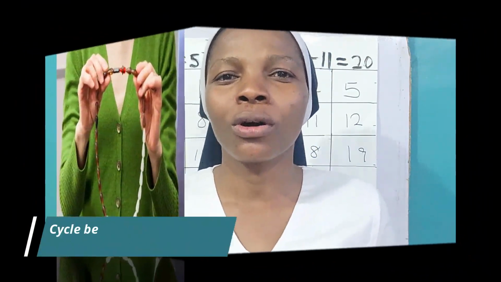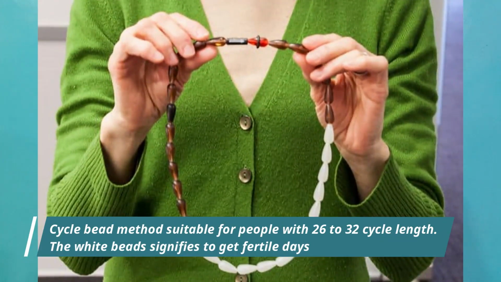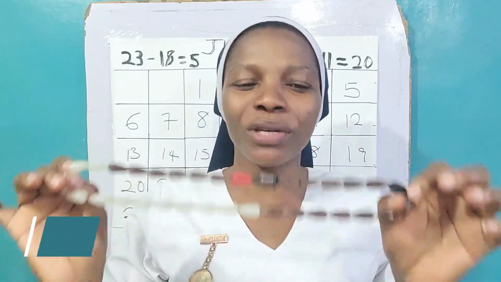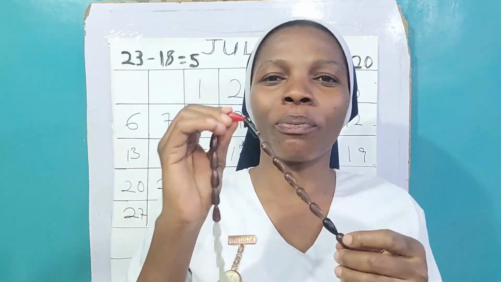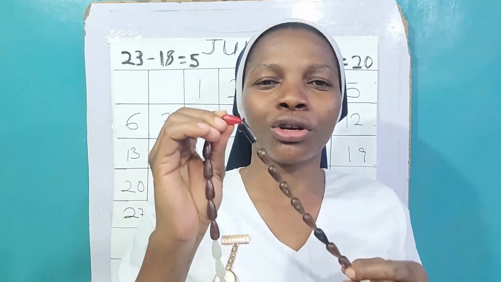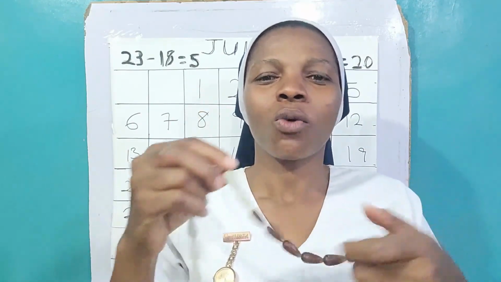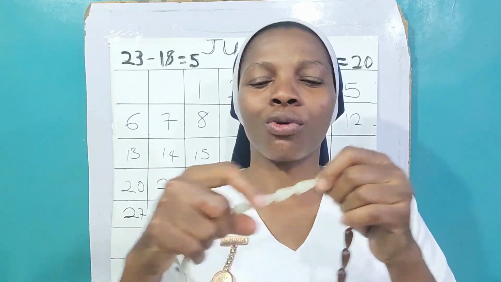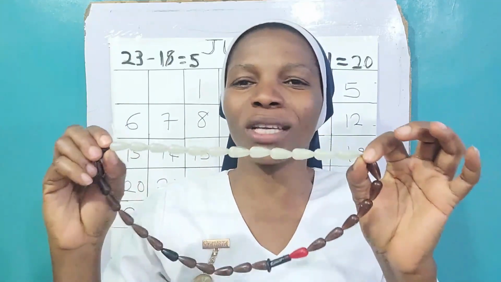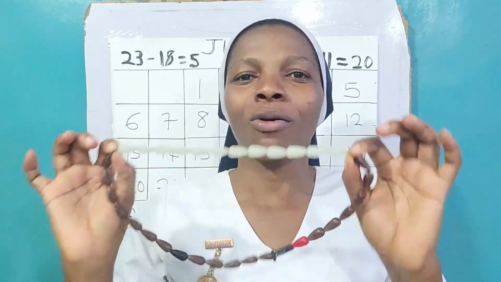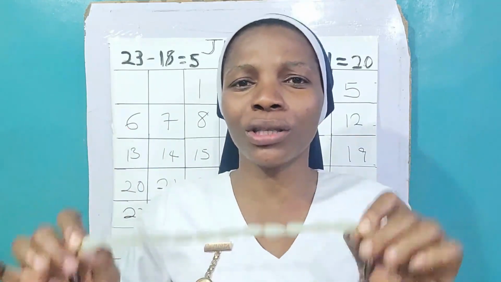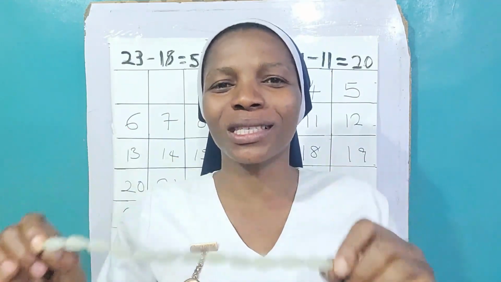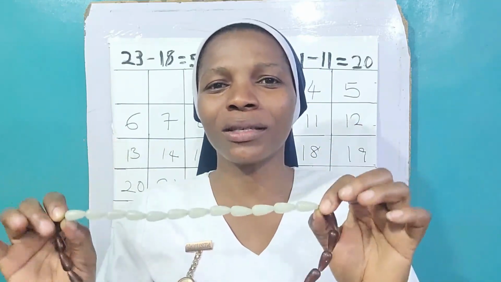The third method is the cycle bead method. The cycle bead method enables a woman to use this bead effectively. With this bead, the woman begins her calculation from the day she starts her menstruation on the red. What she's to note is that when her calculation gets to this white bead, it means that she's on her fertile days. And these fertile days, definitely her ovulation day is going to fall within these white bead days.